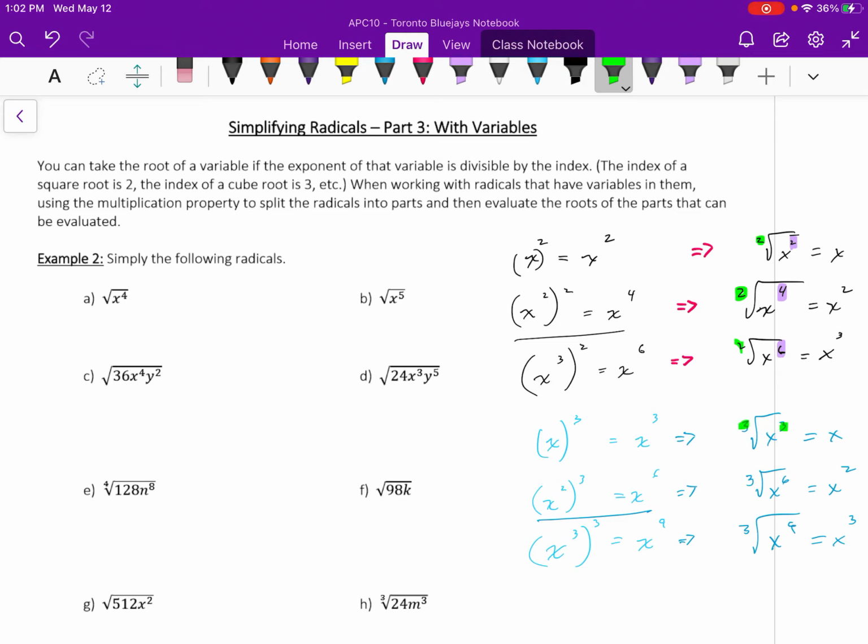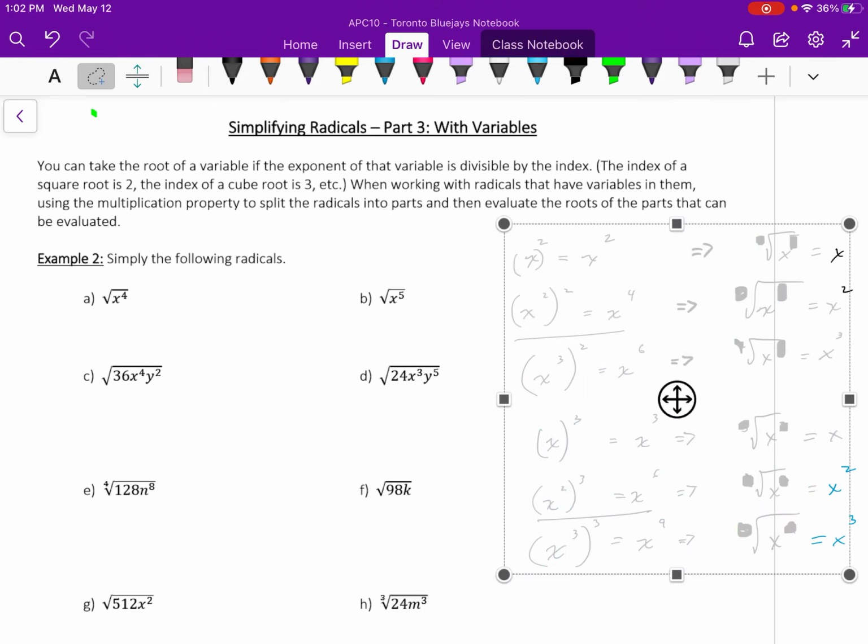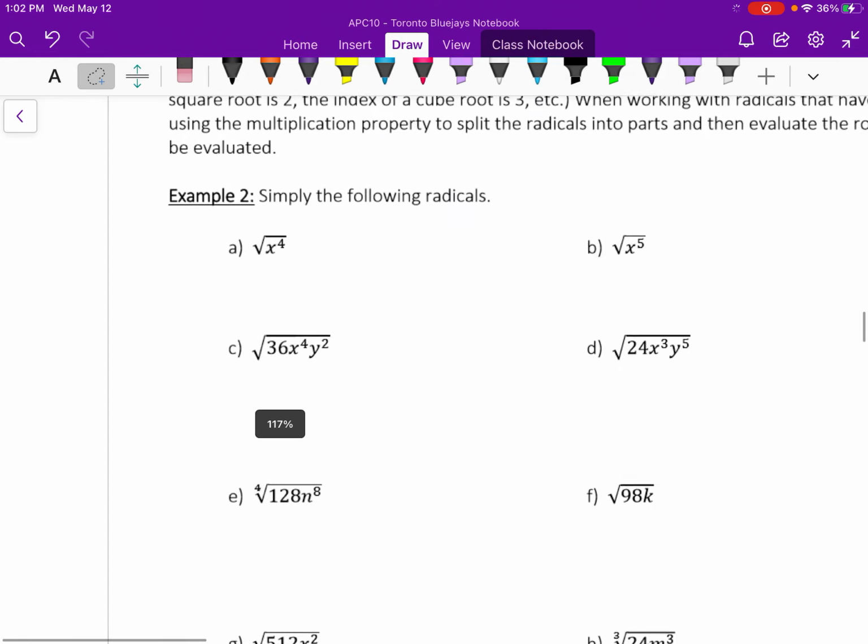Now, notice that all my exponents were divisible by my index, and that's going to be something very important. So when we split up radicals, we have to make sure that we split up our radicands into stuff that can be nth rooted. So probably best done with an example. I'm just going to erase this and let's go.